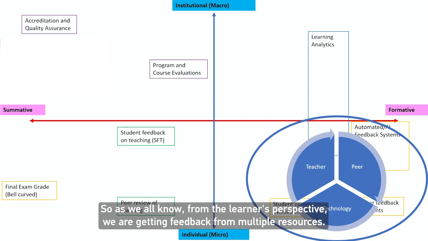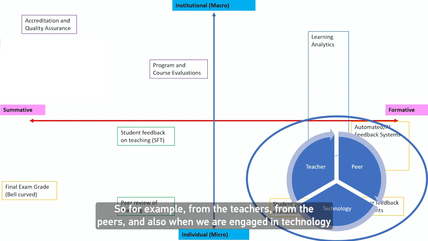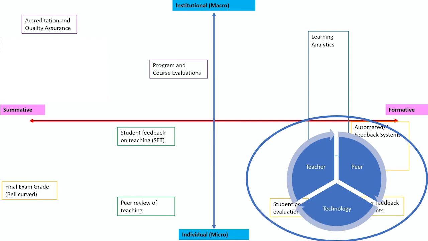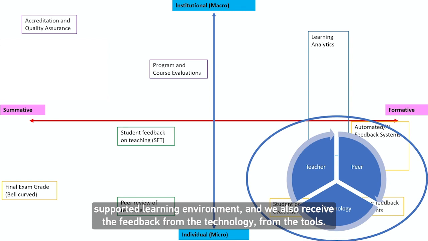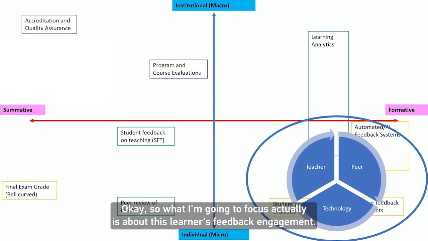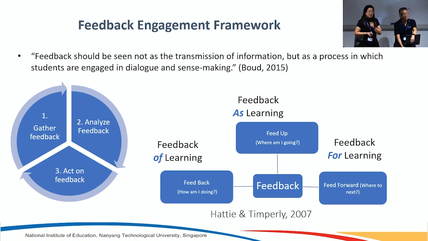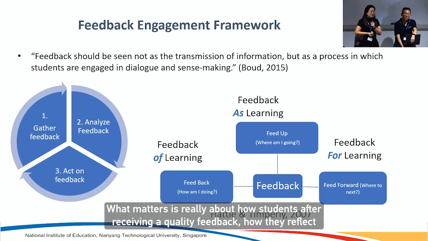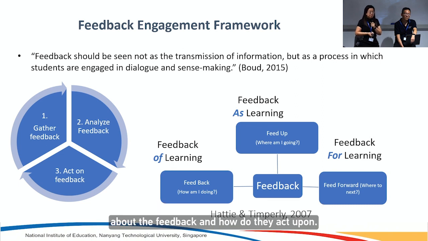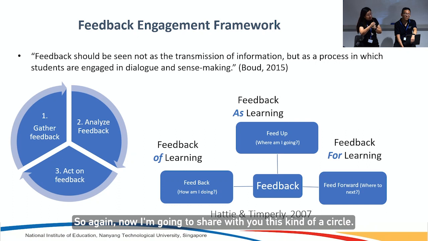So as we all know, from the learner's perspective, we are getting feedback from multiple resources. For example, from the teachers, from the peers, and also when we're engaged in a technology-supported learning environment, we also receive feedback from the technology, from the tools. Okay, so what I'm going to focus on is this learner's feedback engagement. So feedback is just a feedback. What matters is really how students, after receiving quality feedback, reflect about the feedback and how they act upon it.